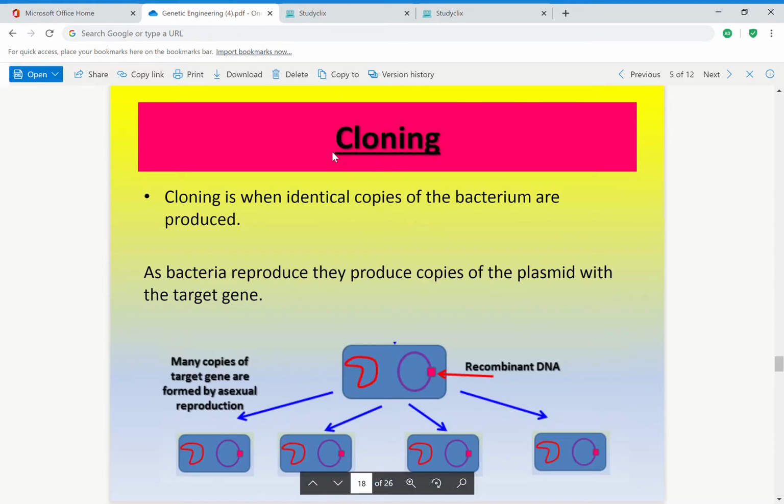Making copies of itself here is called cloning. Cloning is when identical copies of a bacteria are produced. And as the bacteria reproduce, they produce copies of the plasmid with the target gene.